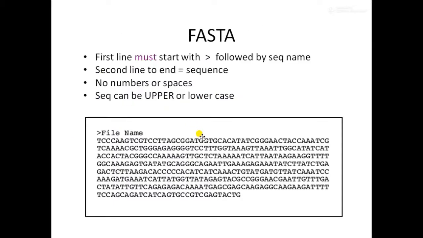Now, the FASTA format of a particular sequence should always start with a greater than sign followed by the sequence name, and from the second line till the end, it should have the sequence itself. In between there should be no numbers, no spaces, and the sequences can be in either upper or lower case. So this is about the FASTA format.